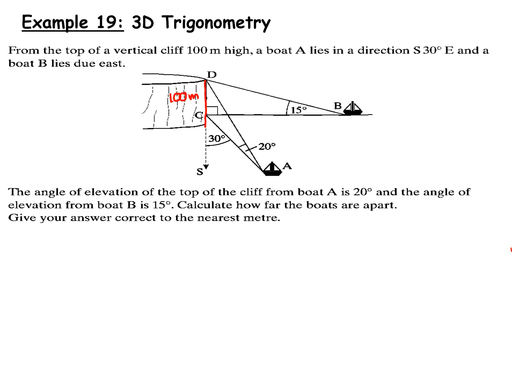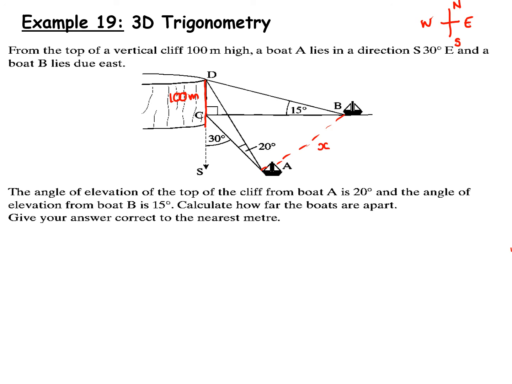And a boat B lies due east. So just before we proceed, just make sure you're happy with your north, south, east and west. The angle of elevation of the top of the cliff from boat A is 20 degrees and the angle of elevation from boat B is 15 degrees. Calculate how far the boats are apart. So we're looking for this distance here, which I'm going to call x.